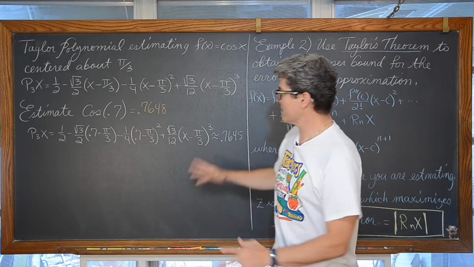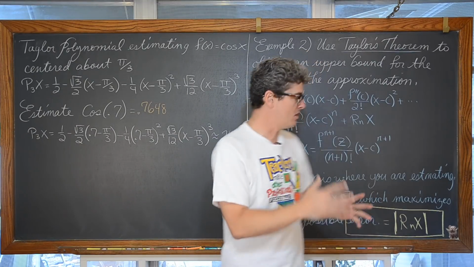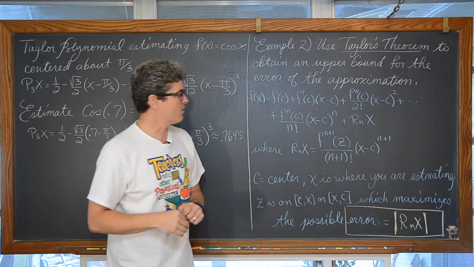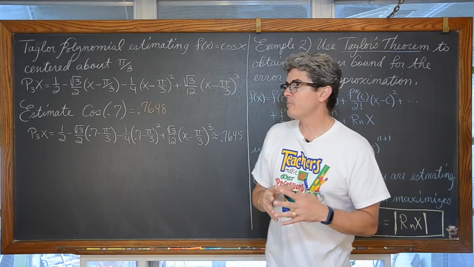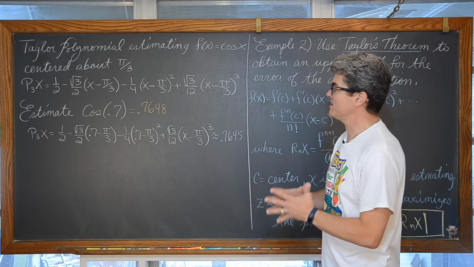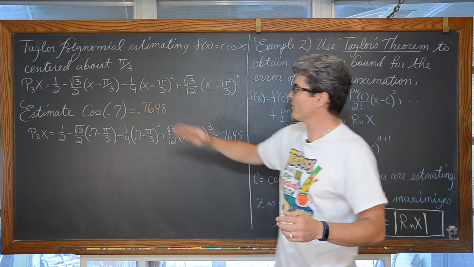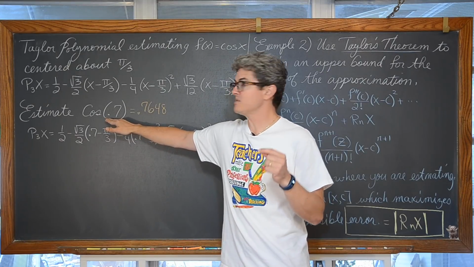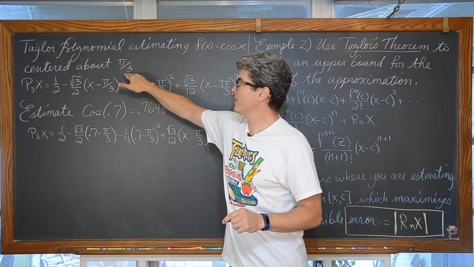So we're going to step off, clean this up a little bit, and show how to figure out the math for finding the largest possible error. What can we expect to see as our largest possible error if we're estimating the cosine at 0.7 when it's centered around pi over 3?